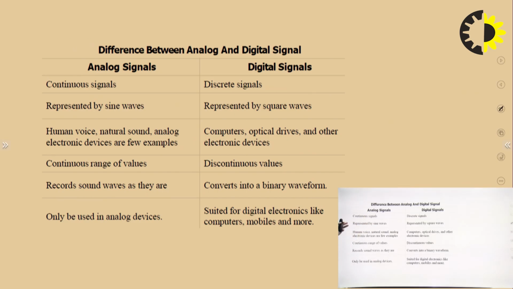As I explained earlier, analog signals are continuous, whereas digital signals are discrete in time and magnitude. Analog is represented by the sine wave. Digital signals are represented by square waves. Examples of analog signals are human voice, natural sound, and analog electronic devices, whereas for digital signals, computers, optical drives and other electronic devices. Analog has a continuous range of values, whereas digital has discontinuous values. Analog signals are used in analog devices, whereas digital signals are used in digital electronics like mobile phones and computers and so on.